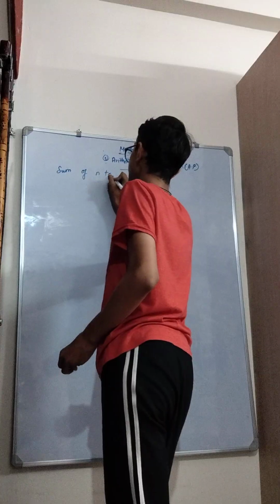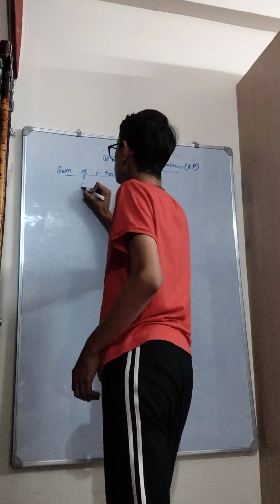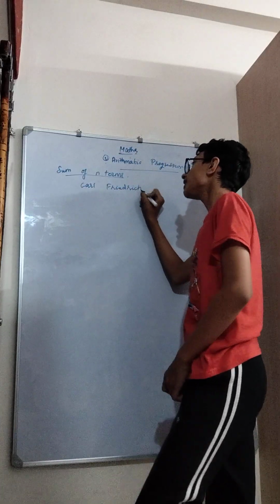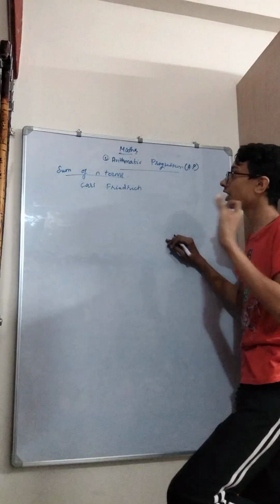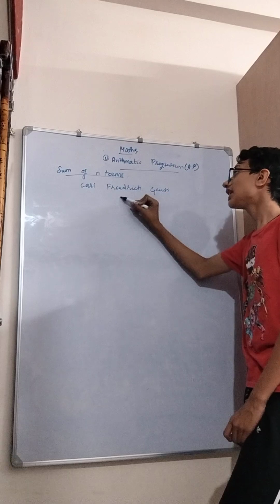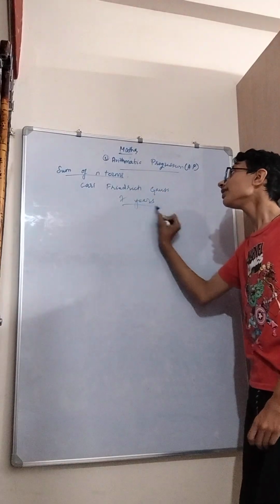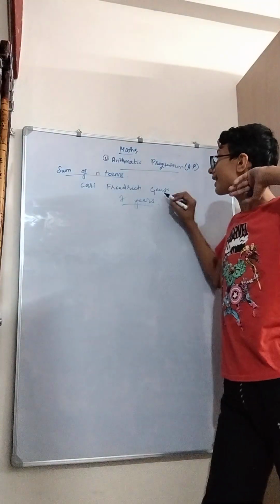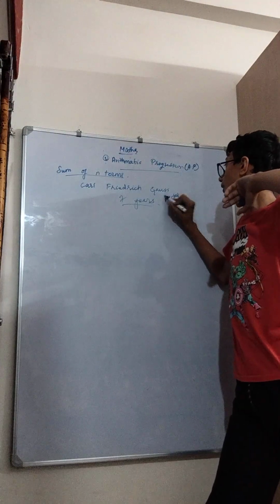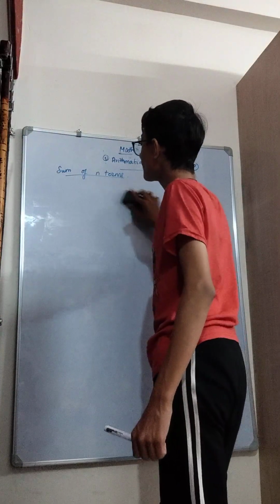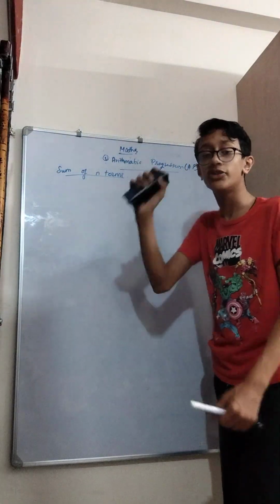Now here comes the magic. I explained in the first video, Carl Friedrich Gauss. At that time he was 7 years old, and when he was 7 years old he created a magic. What I'm giving now is very important. You should note this down.